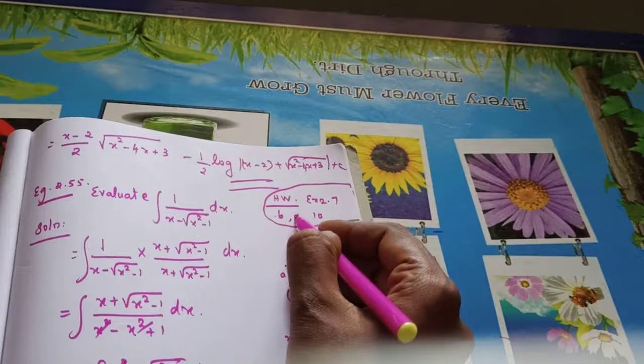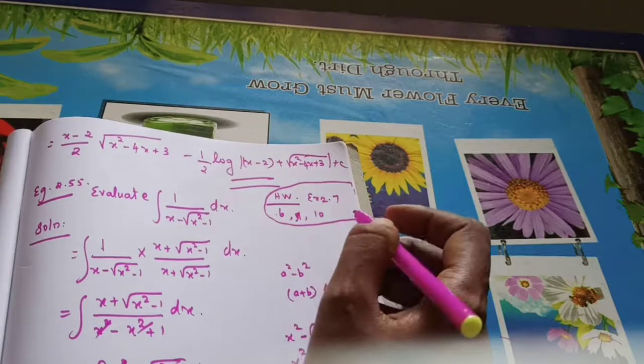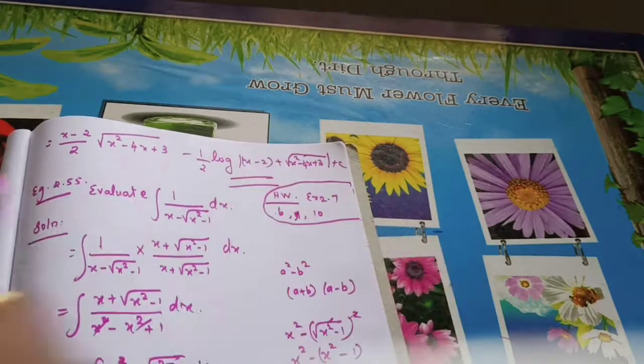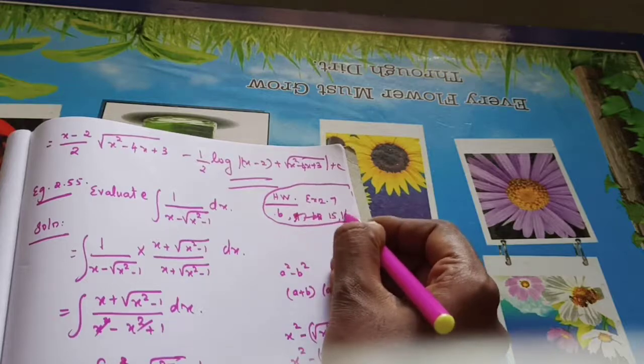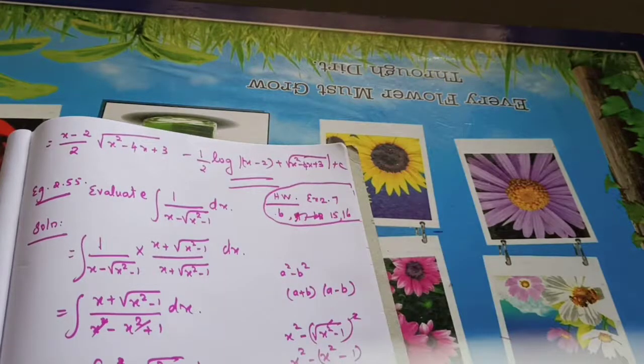The 9th problem you have completed already, is it right? I think 9 and 10 also you have completed, as I gave them last day. So students, problem numbers 6, 15 and 16 are your homework. How will you do problem number 15? It is the same as the 2.54 model. Then problem number 16 is the same as the 2.55 model. So just go through and complete it.